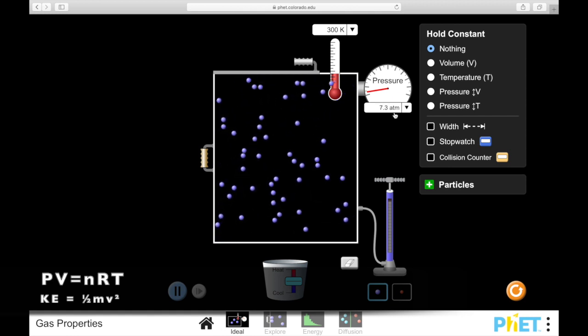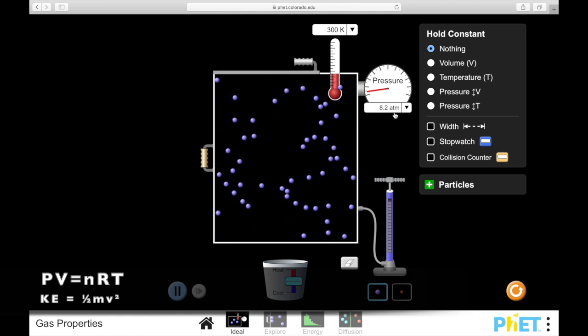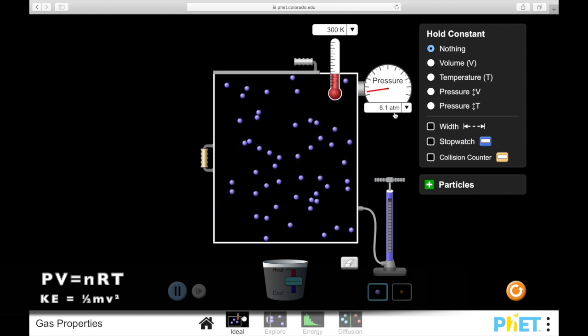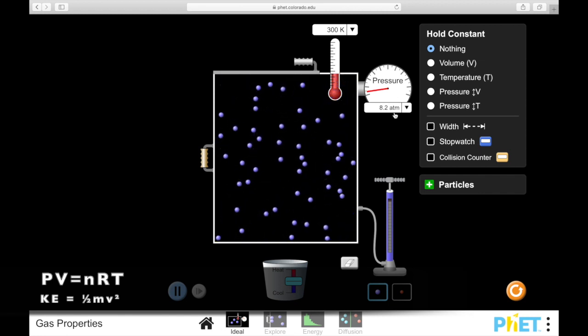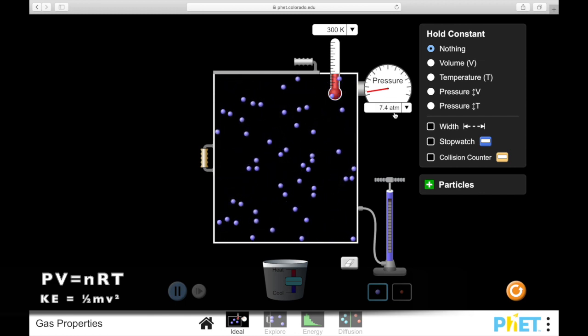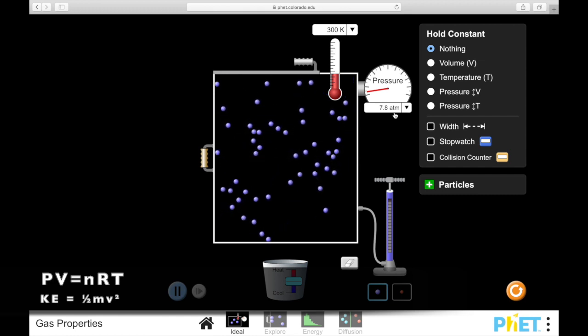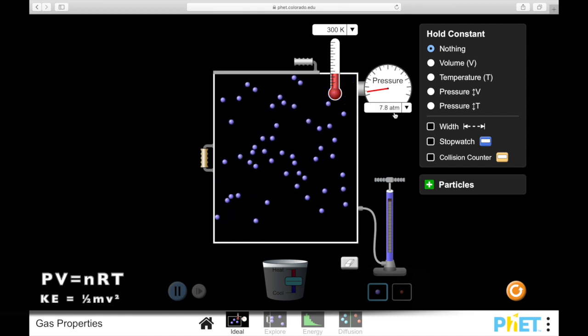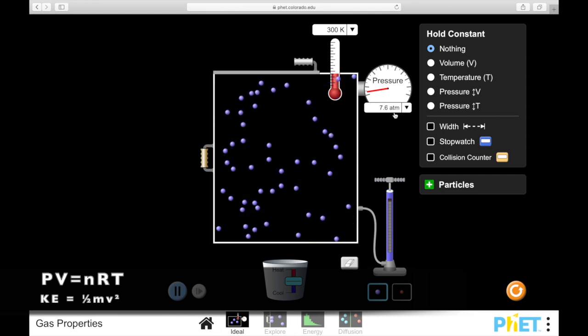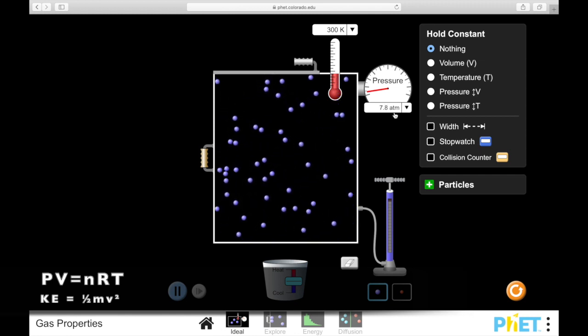So what we've done is we've proved our hypothesis using the simulation, and notice that these gas particles are operating according to the kinetic molecular theory. They're moving in random straight line motion until they collide either with the walls of the container or another particle. And it's when they collide with the walls of the container that they cause pressure.